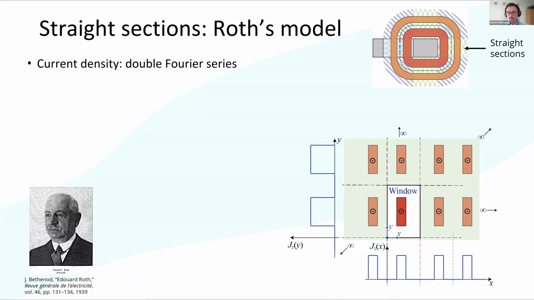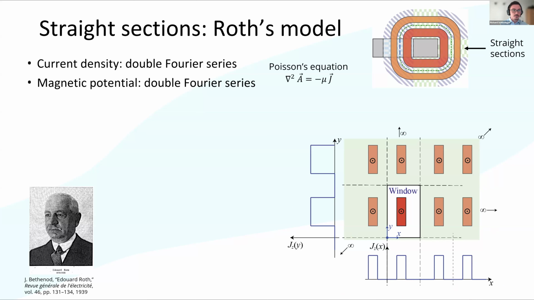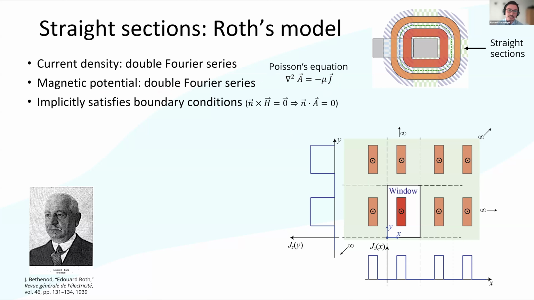And much like a time domain signal which is rectangular, you can approximate that signal with a Fourier series. You can do this also in two dimensions. The current density is then coupled to the magnetic potential via Poisson's equation. And since the right-hand side has the shape of a double Fourier series, we also find a magnetic potential that satisfies this equation, and it also has the shape of a double Fourier series. This solution then implicitly satisfies the boundary conditions, as I already said.